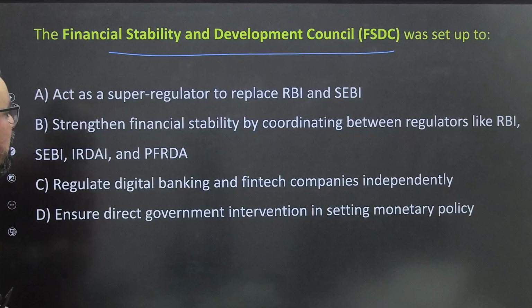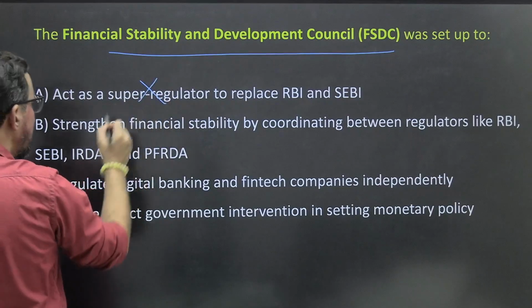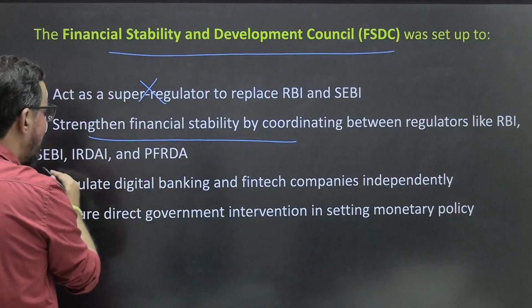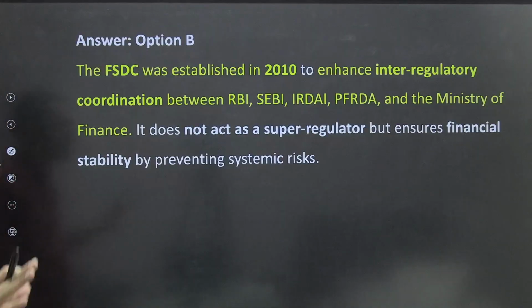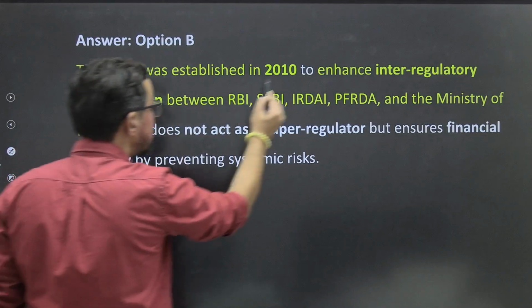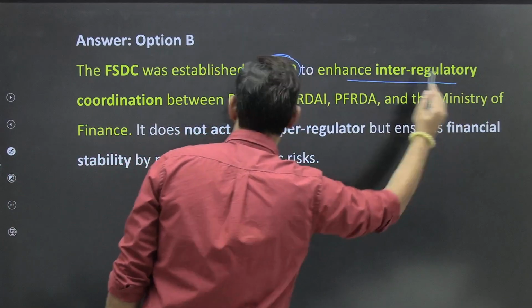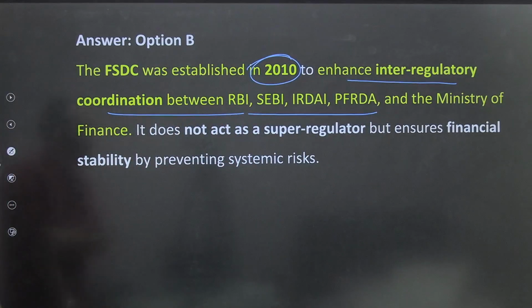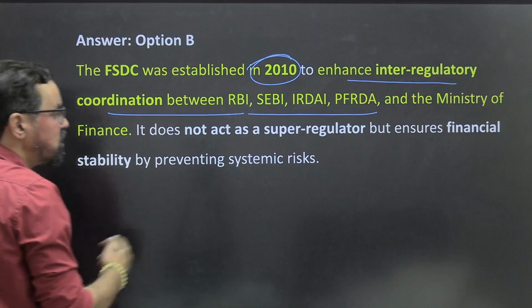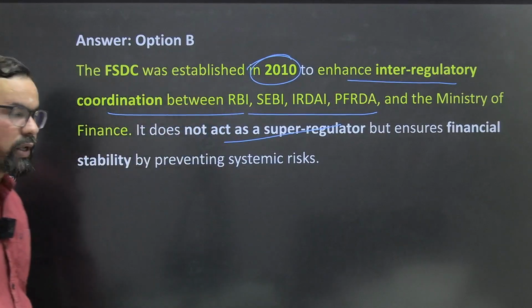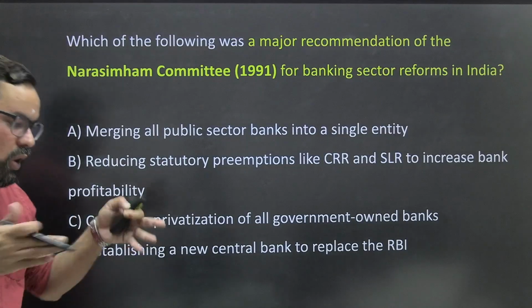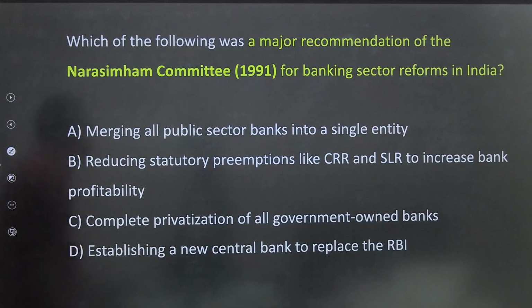Act as a super regulator to replace RBI? No. Strength of financial stability by coordinating between regulators like SEBI, PFRDA, and your IRDA itself. Okay? So FSDC was established in 2010 to enhance inter-regulatory coordination between RBI, SEBI, IRDA, PFRDA, and the Ministry of Finance. It does not act as a super regulator and all. Okay? So basically, it is like just having an eye or trying to build a coordination among these different regulators.